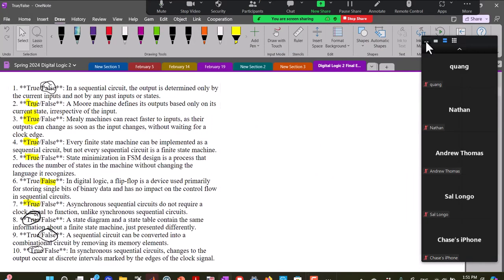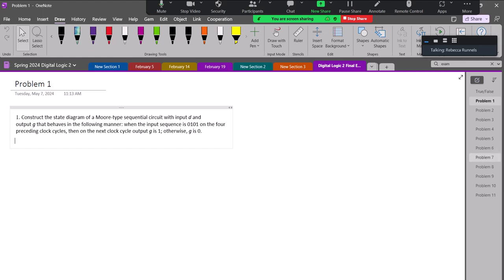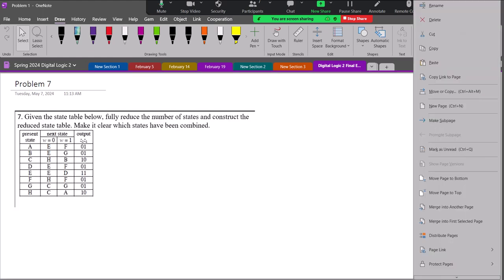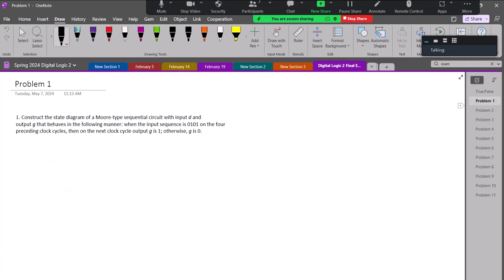So now going on to problem 1. We need to construct the state diagram of a Moore-type sequential circuit with input D and output G that behaves in the following manner. When the input sequence is 0, 1, 0, 1 on the 4 preceding clock cycles, then on the next clock cycle, output G is 1, otherwise G is 0. So can you tell right away whether this is Moore or Mealy?